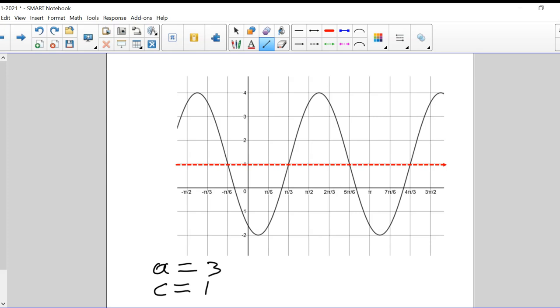So work with me on this. What's the high in this case? How high does it go on the y-axis? What's the highest point? 4. What's the lowest point? On the y-axis, minus 2. Take the 4 and subtract the minus 2, and tell us what you get when you do that. 4 minus the negative 2. Good. Divide that by 2. There you go. So it's half the distance between the high and the low. Make sense? Are we good?